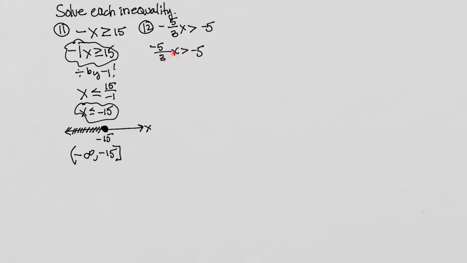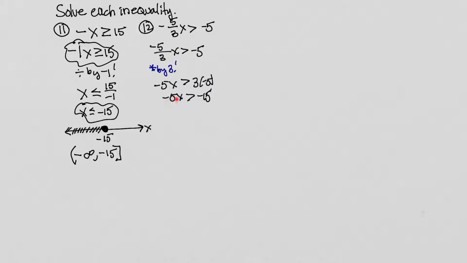Okay, now I see I've got a multiplication and a division. I'm going to undo that division first with a multiplication. So I'm going to multiply by 3, alert: I'm multiplying by a positive, so no change in the direction of the sign. The sign's going to stay the same direction. So I'll get -5x greater than, now it's 3 times -5, so I'll get -5x strictly greater than -15.